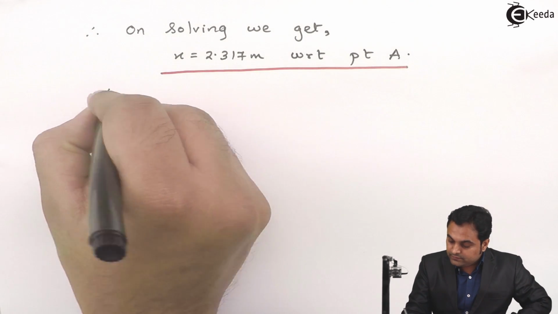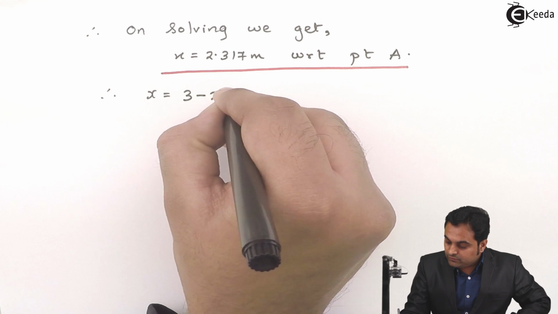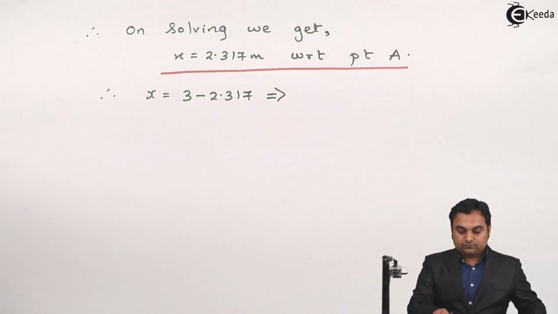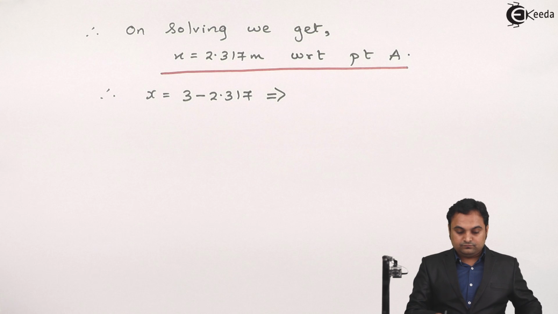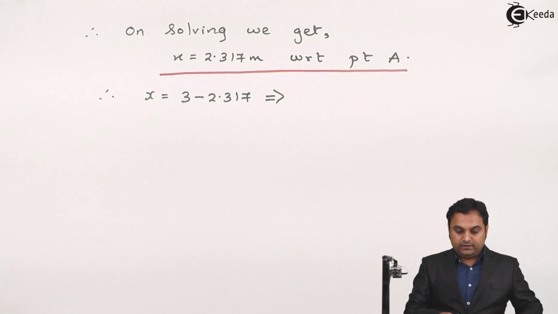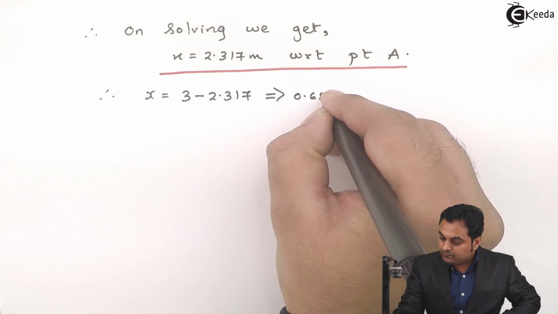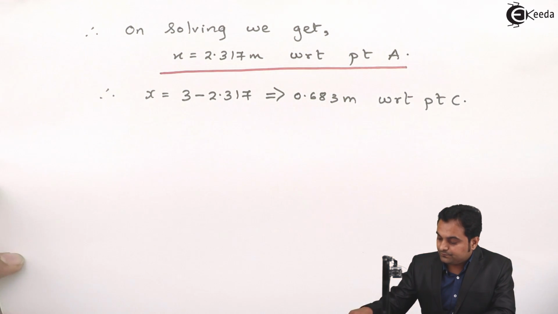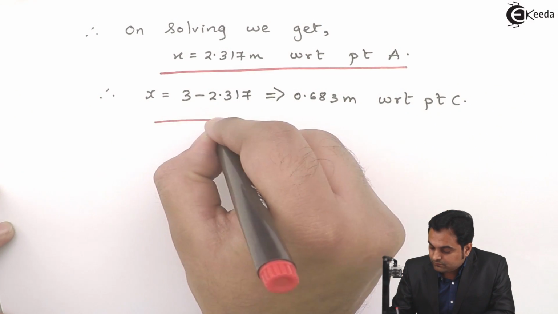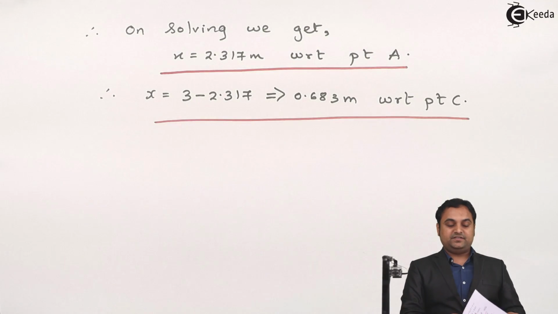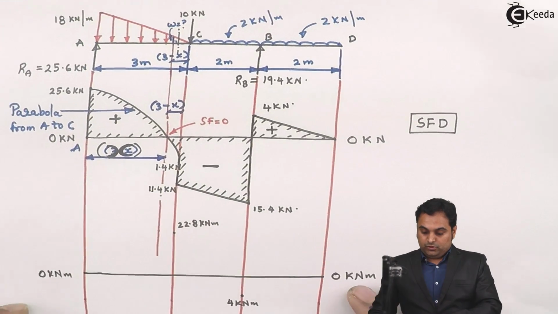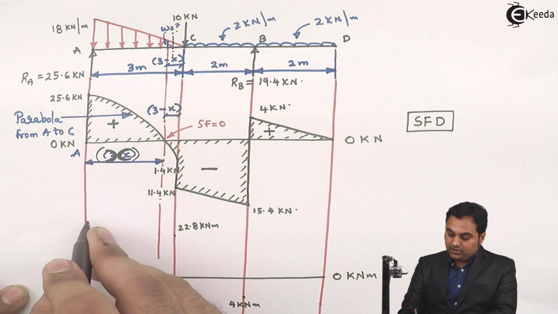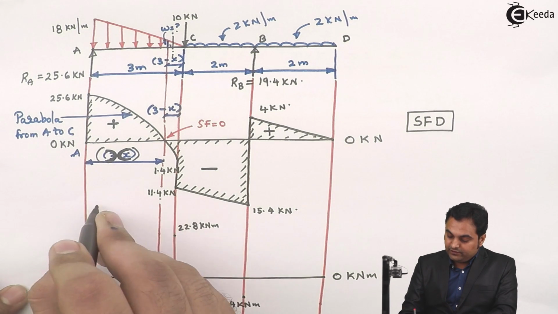So therefore x is equal to 3 minus 2.317, which gives me the value as 0.683 meter with respect to point C. So now we need to calculate the maximum bending moment at this point, which is located at a distance of x, which is 2.317 meter from point A. I need to find out the value here.